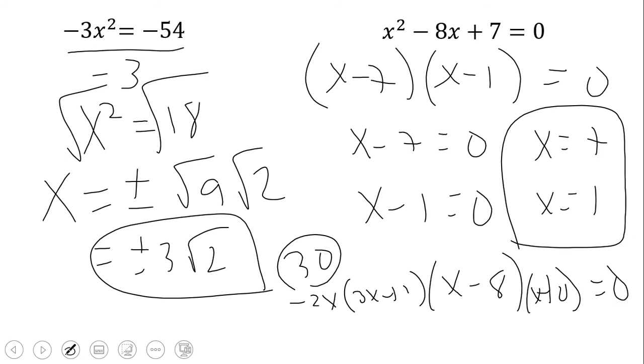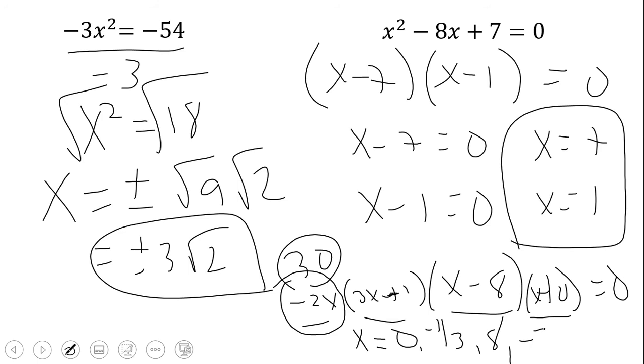Because this problem is already factored for you, it means that to find each of your answers, all you have to do is set each of these parentheses equal to 0 and then solve it. So if you set -2x equal to 0 and solve, you're going to get an answer of x equals 0. If you set 3x plus 1 equal to 0 and solve, you're going to get an answer of -1/3, positive 8, and -2.